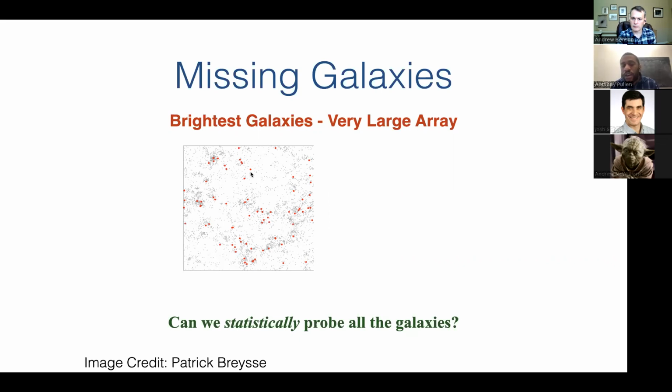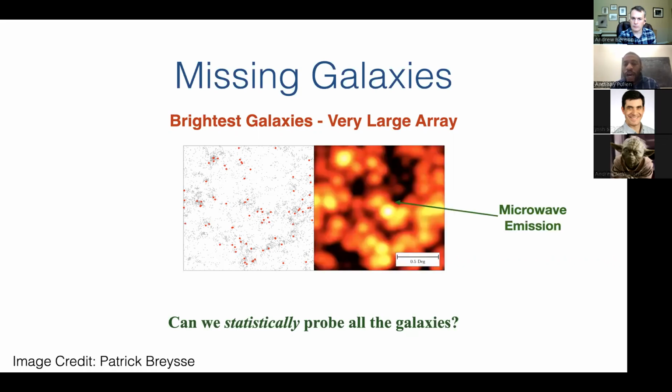And so the question is, how can we statistically probe all the galaxies, not just the ones that show up in our bright galaxy surveys? One way this could possibly happen is if you look at this simulation here of microwave emission constituting from all these galaxies. The key thing is that if we were able to measure all this microwave emission directly, we'd be able to see the fluctuations in large scale structure that are sourced by not just the brightest galaxies, but all the galaxies in large scale structure. And so the question is, can we probe this directly?